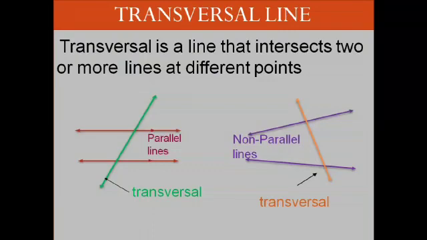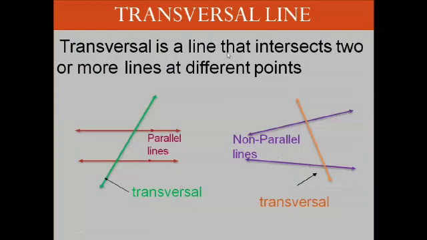Transversal line. Let's understand what a transversal line is. As you can see here, in this first figure, there are two parallel lines, this and this. And this green colored line is cutting these two parallel lines. And here you can see the lines with purple color are two non-parallel lines, and the line with orange color is cutting these two non-parallel lines.